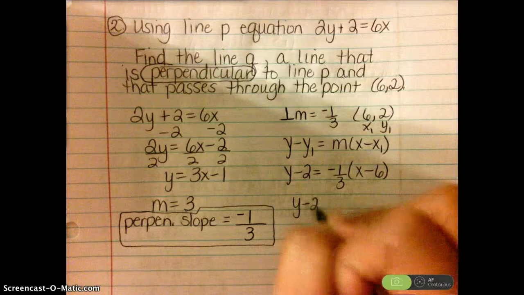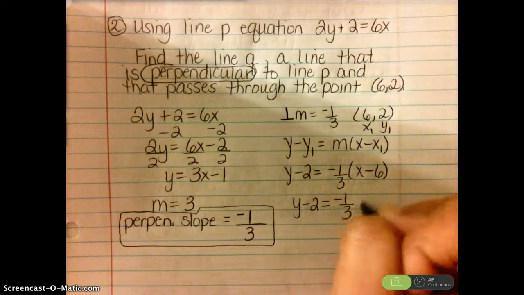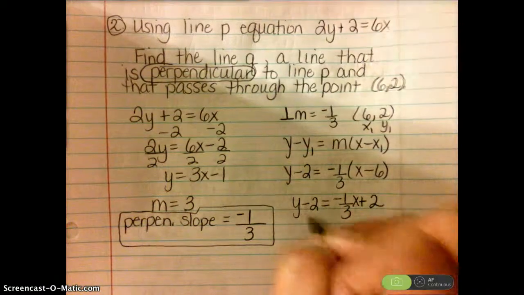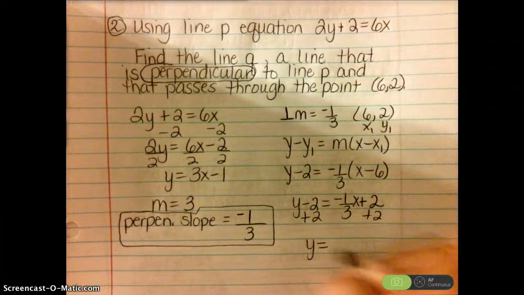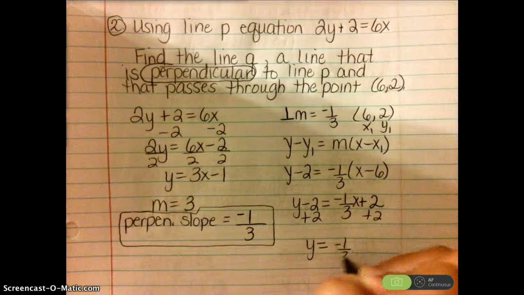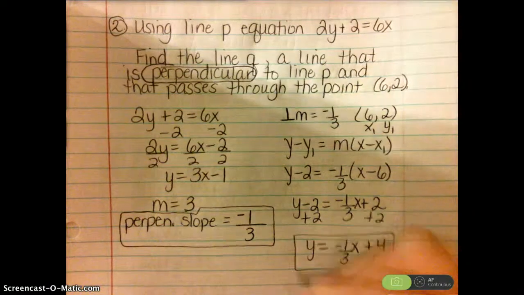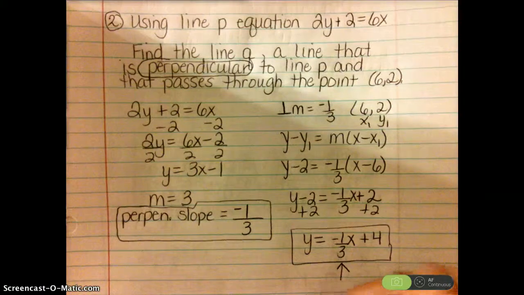y minus 2 equals, use your distributive property, -1/3 x plus 2. Add 2 to both sides, and you get y equals -1/3 x plus 4. So this would be the equation that would represent line Q.